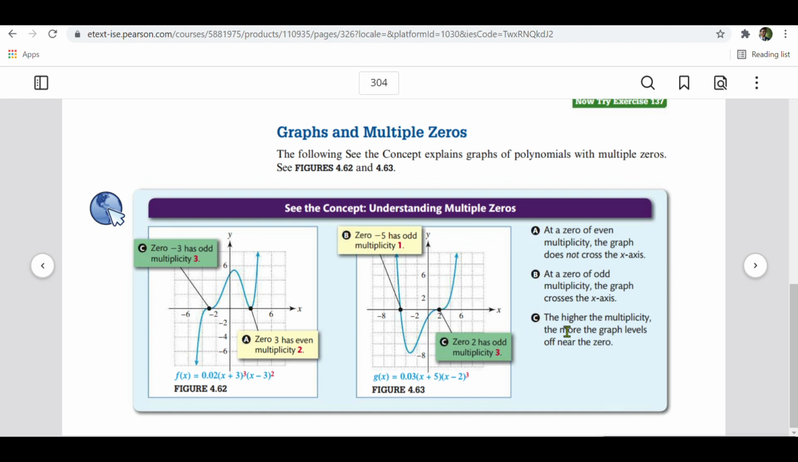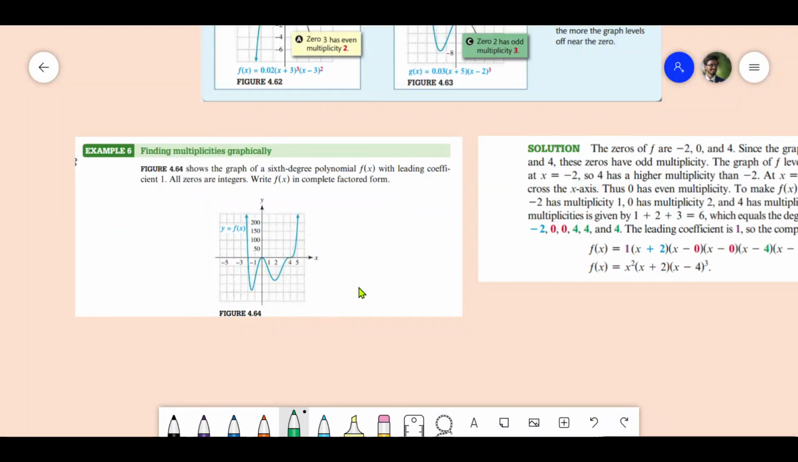And also the third point: when the multiplicity value increases, the flatness of the graph at the zero will increase. Let's do a problem on that property.